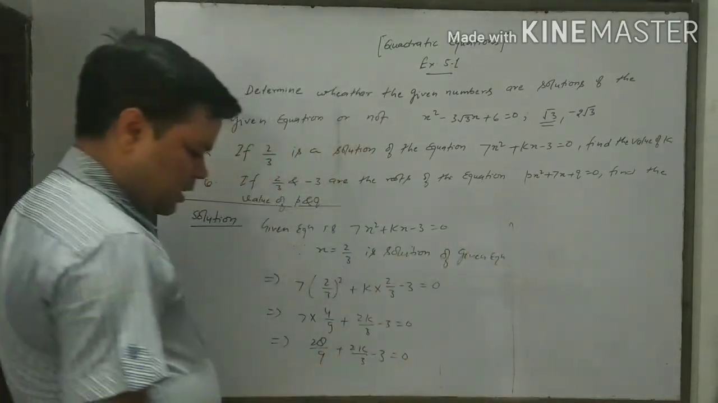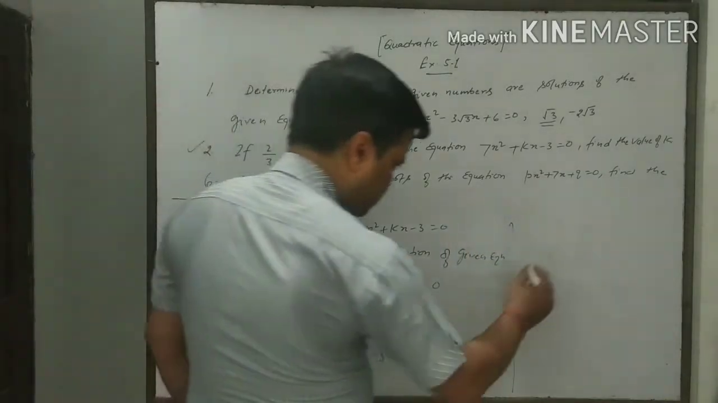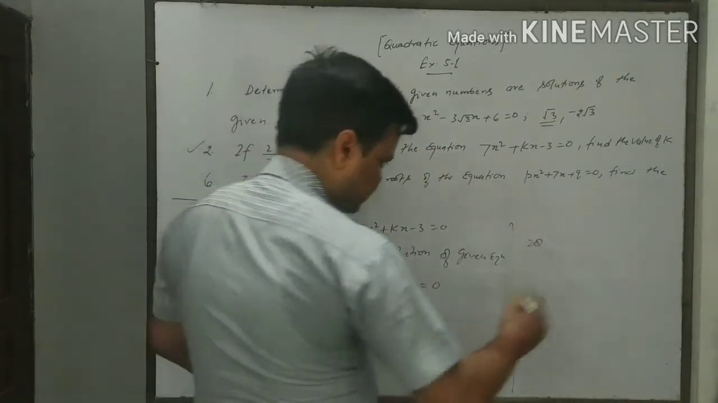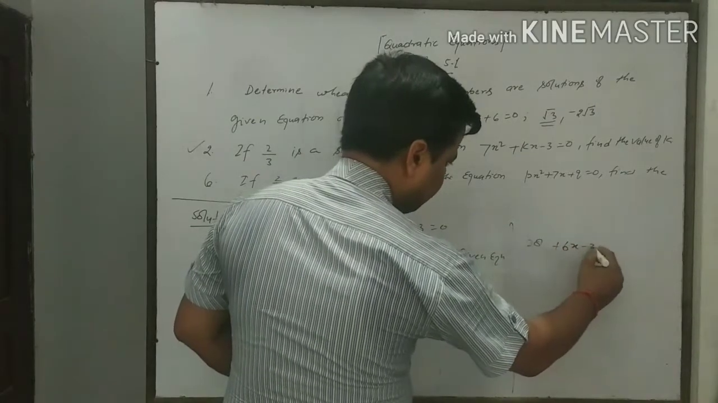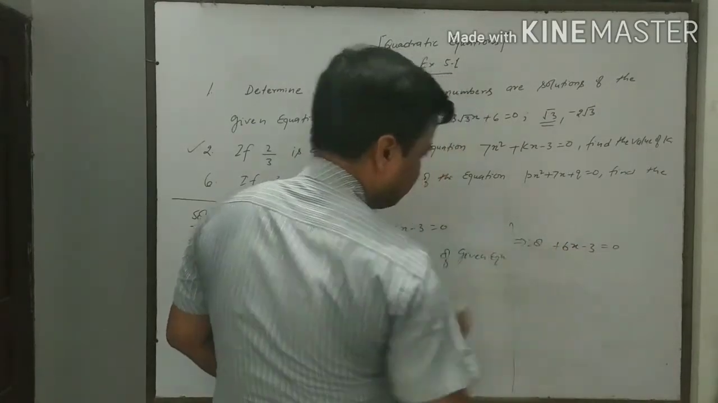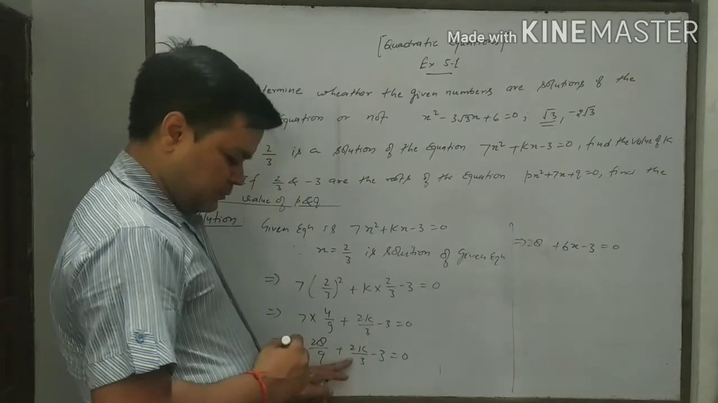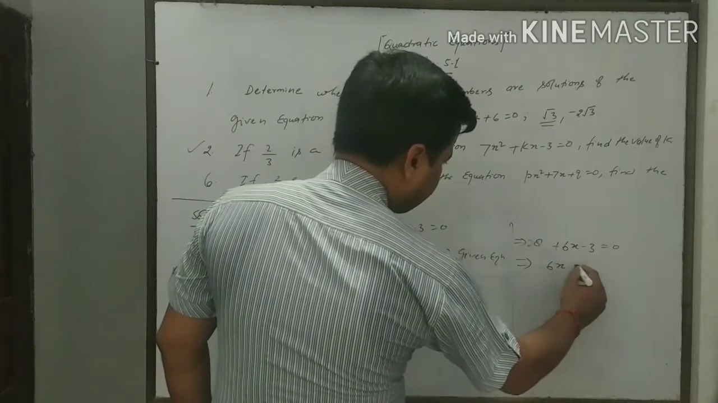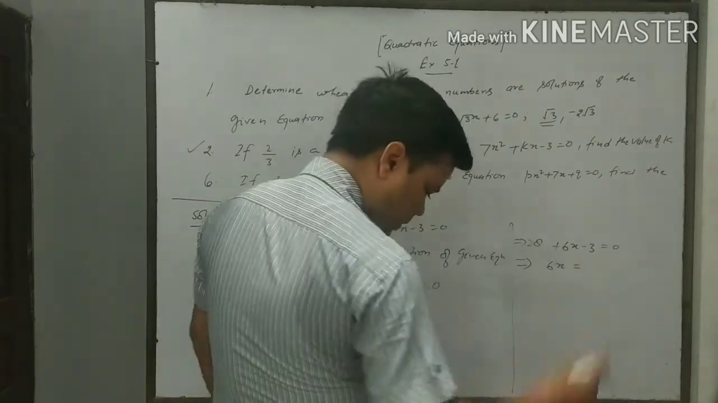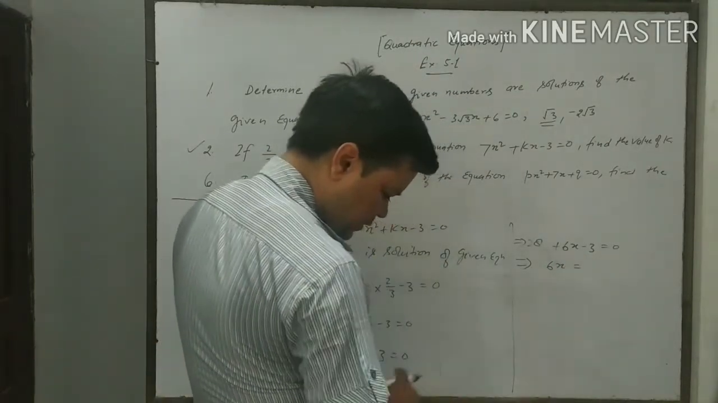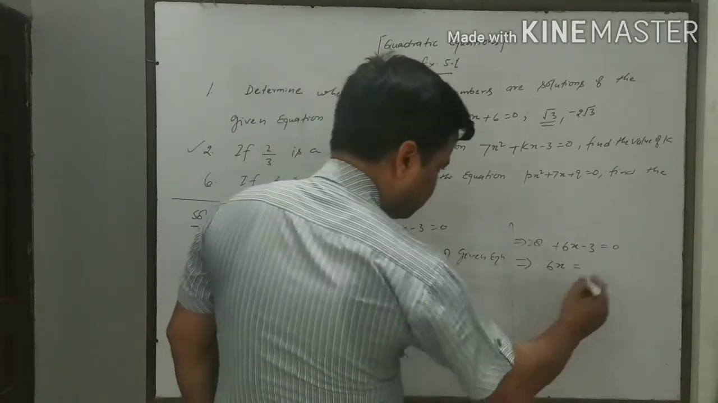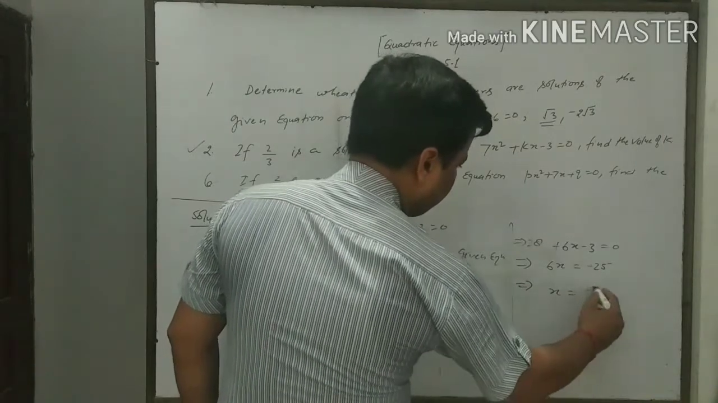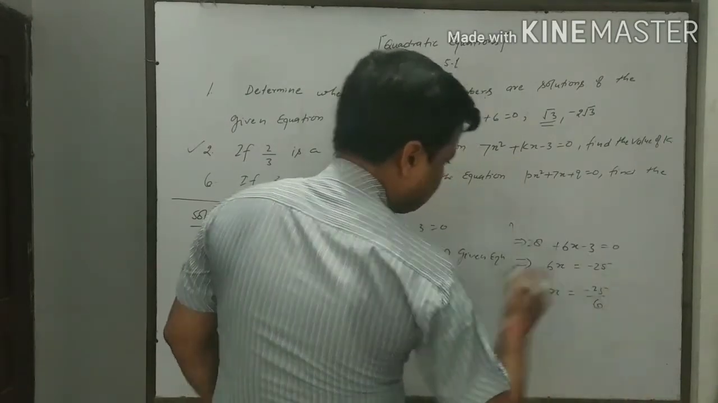Again, it will take this form: 28 plus 6k minus 27 is equal to 0. Okay. Then here we can write 6k is equal to how much? Minus 25. 6k is equal to minus 25. This implies that k is equal to minus 25 by 6.